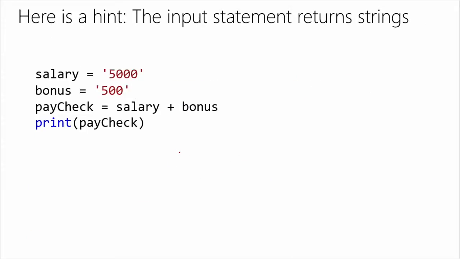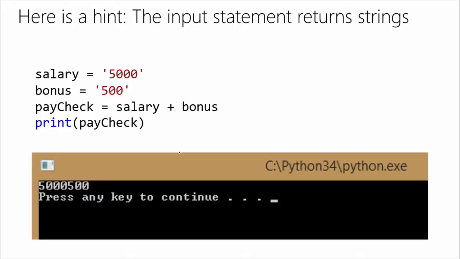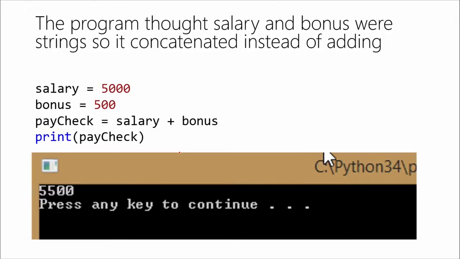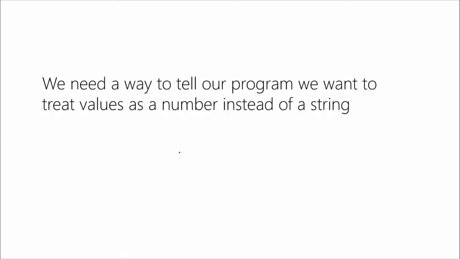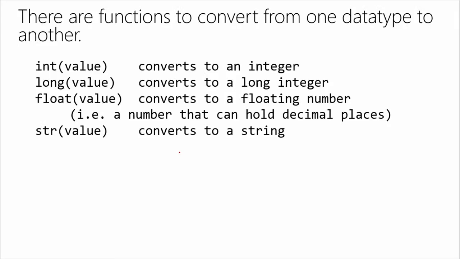So what we need to do now is look at this weird result that happened because it was basically treating it as strings. It was as if we had typed in a salary of 500 with quotes around it and a bonus of 75 and got these strange concatenated strings. So we have to somehow convince it, when it gets that result from the input statement, to treat it as a number. And the way we do that is there are functions that will convert from one data type to another.